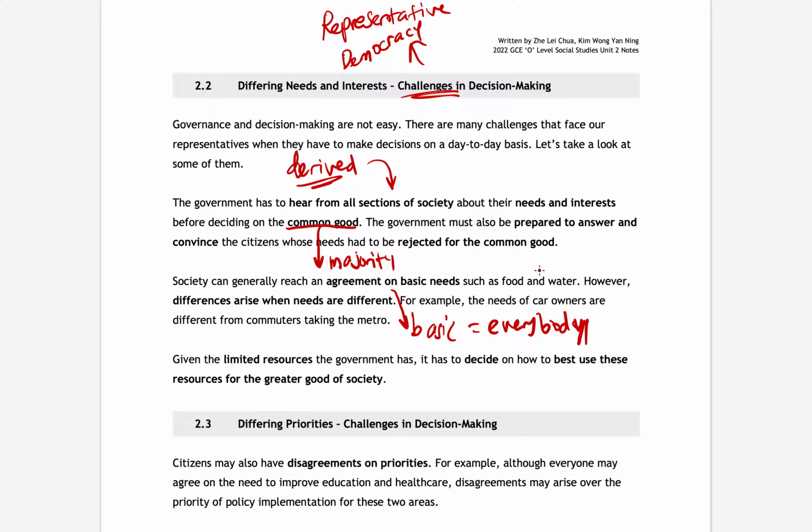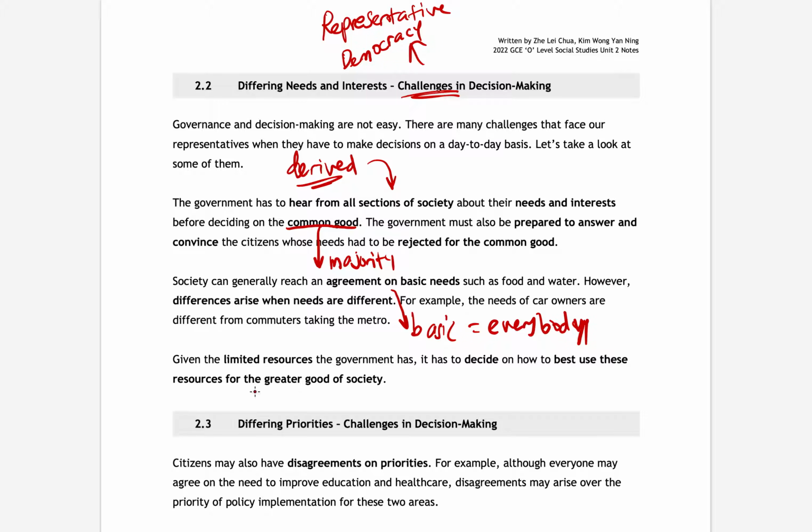Conversely, if we're talking about MRT commuters or bus commuters, they would usually want the government to focus on what? Trying to make the MRT service as efficient as possible, to build even more MRT stations to make Singapore well connected. Bus services, ensuring that buses come on time, MRT and buses don't break down, stuff like that. So you can see the needs of different citizens when it comes to this secondary stage are completely different.